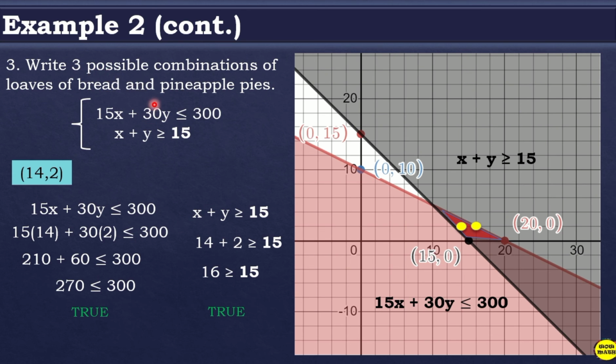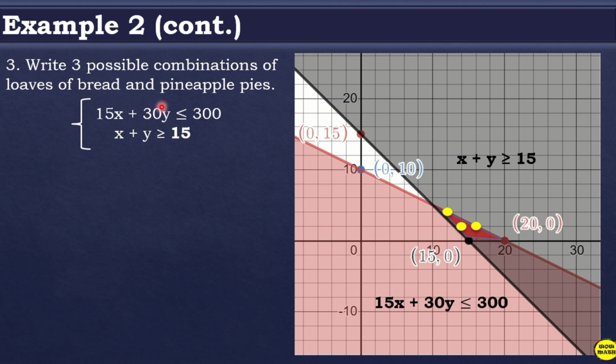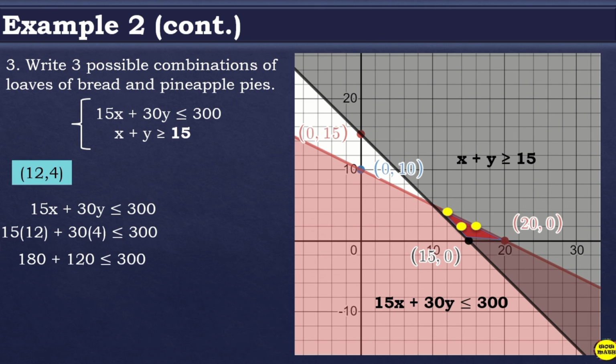So, kuha pa tayo ng isa. Okay, ito naman. So, this is 12 and so 2, 4. Okay, so 12, 4. So, we have, substitute natin. Dapat mag-true siya. So, 180 plus 120, that is 300. So, since meron tayong equal sign dito, true pa rin ito. Bakit? 300 is less than or equal, pwedeng equal to 300. So, this is still true.